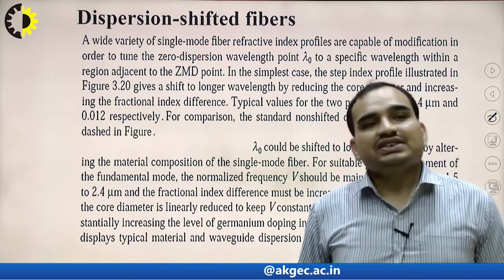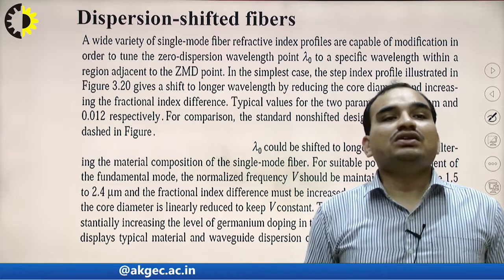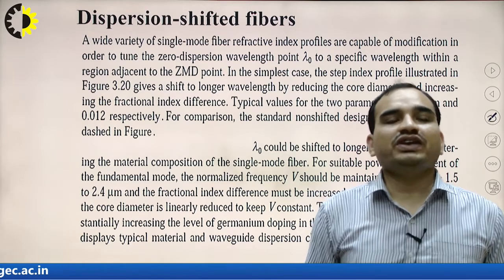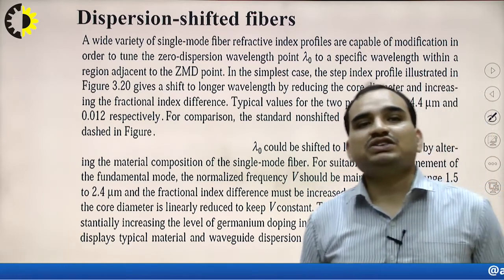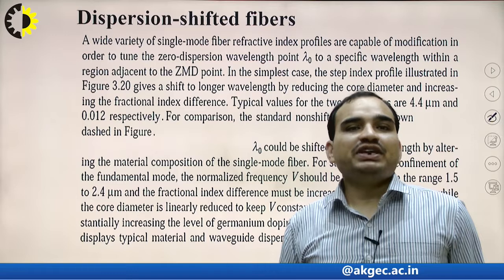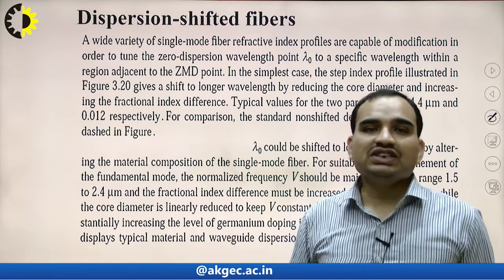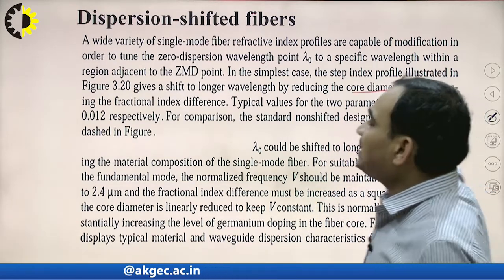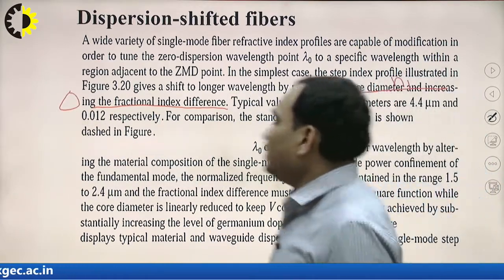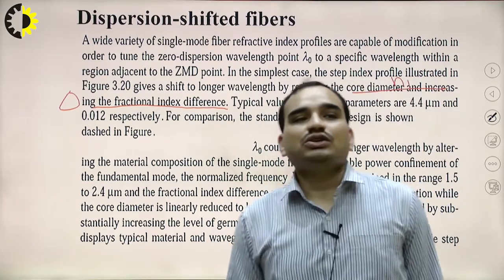Now let's discuss the dispersion shifted fiber. A variety of single mode fiber refractive index profiles are capable of modification in order to tune the zero dispersion wavelength point, lambda naught, to a specific wavelength within the region adjacent to the ZMD point. In this case, the stepped index profile illustrated in the figure is shifted to longer wavelength by reducing the core diameter and increasing the fractional index difference, delta. Typical values are a core diameter of 4.4 micrometers and delta of 0.012.